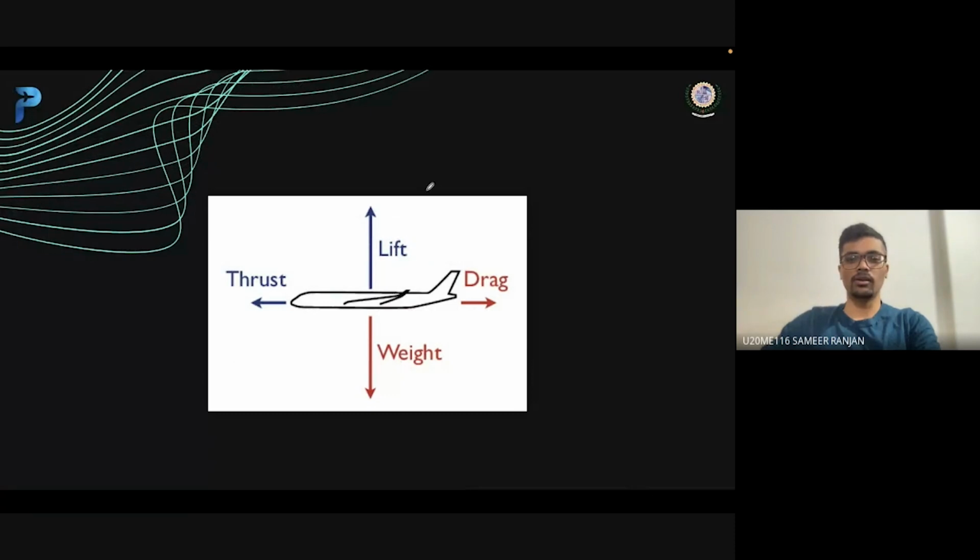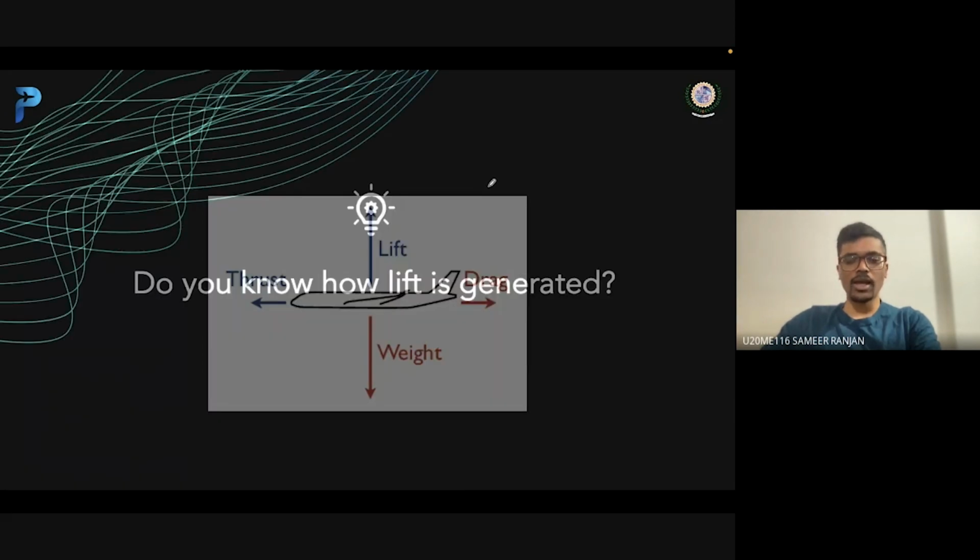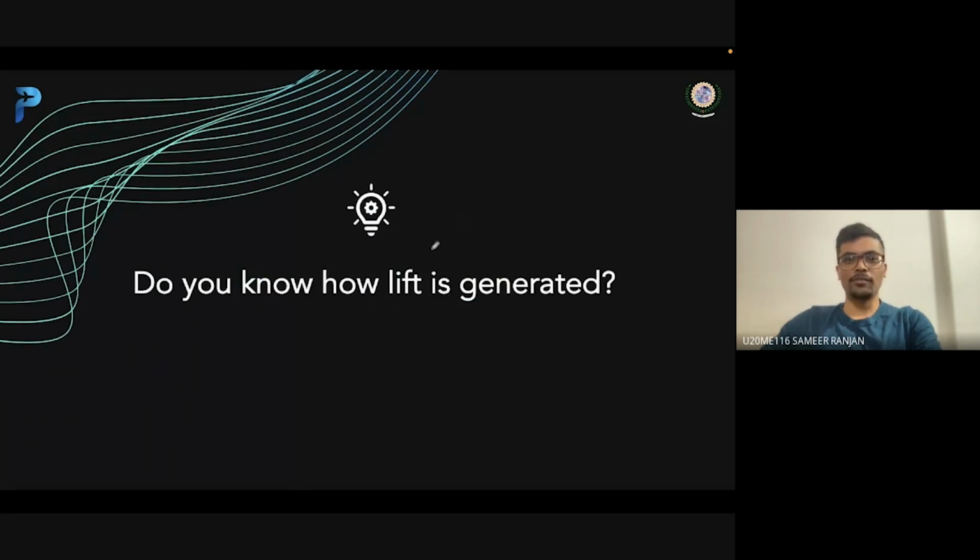In yesterday's session, you learned about the four basic forces acting on an aircraft, that is thrust force, lift force, drag force, and weight, obviously due to gravity. Today we'll basically focus on the lift force, how it is generated, and what theories are there behind it. Can anyone explain how lift is generated in a very brief manner? Anyone, guys, you can unmute yourselves and speak up.